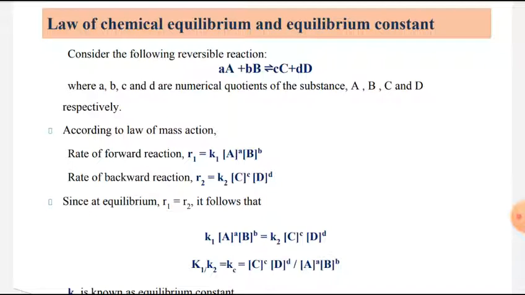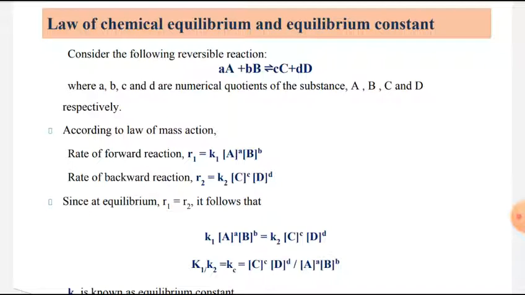According to the law of mass action, the rate of forward reaction can be written as R1 equals K1, which is the rate constant for the forward reaction, multiplied by the concentration of A and multiplied by the concentration of B. Here small a and b denote the number of moles of reactant A and reactant B respectively.